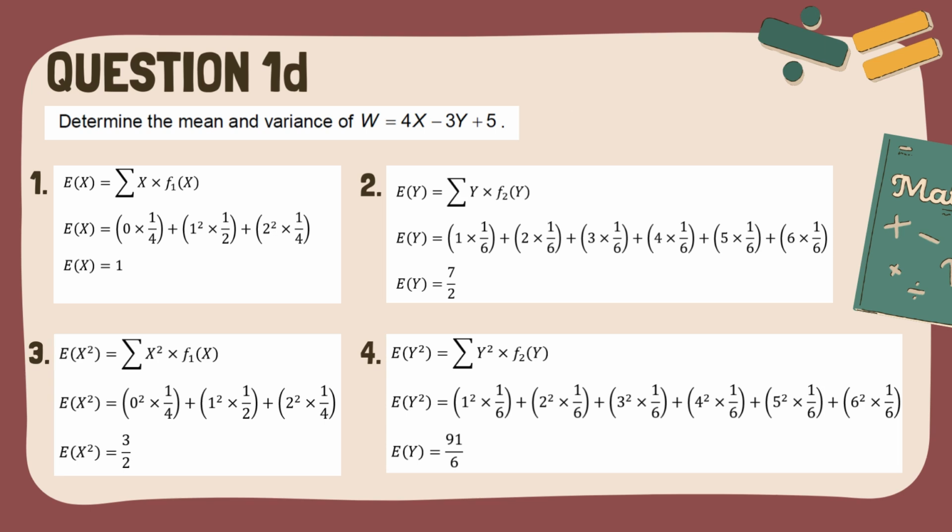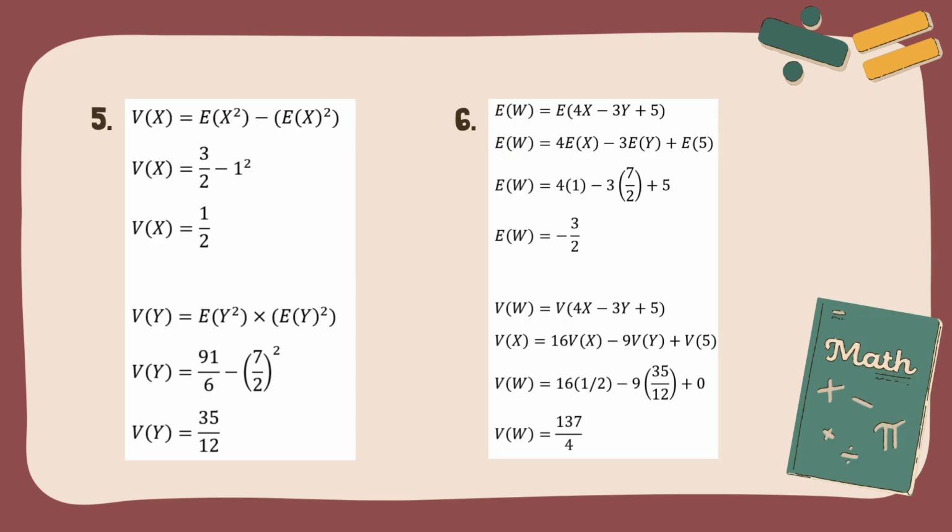So we will get 3/2, and the expected y squared is equal to 91/6. So now we have the value of expected x and y, so we must substitute them into the formula of expected w to get the mean. So we can simplify, and we will get the mean of w is -3/2.